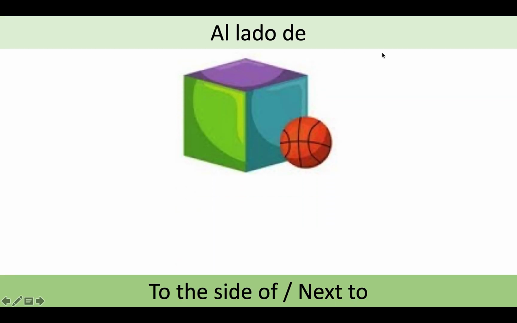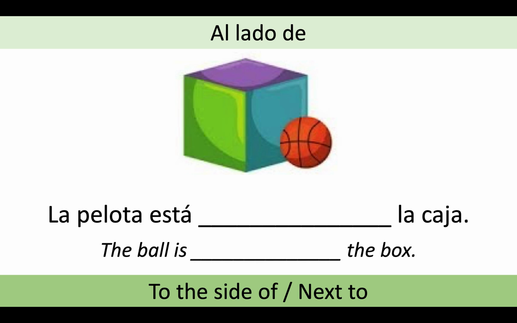Al lado de. Al lado de. That translates to mean to the side of or next to. Here we have a different picture. Instead of an apple, we have a ball. So our sentence is, la pelota está al lado de la caja. The ball, la pelota, está, to the side of or next to, al lado de, the box, la caja.